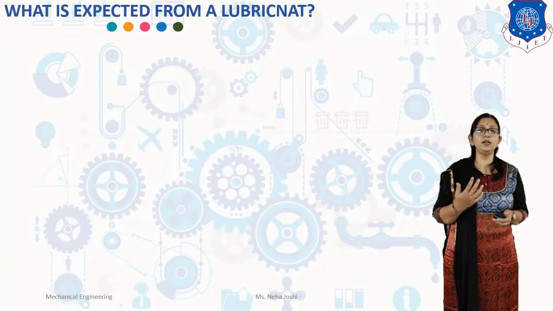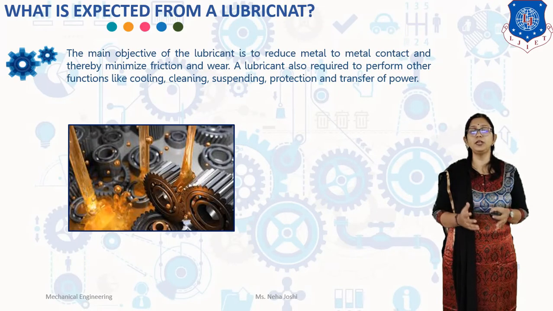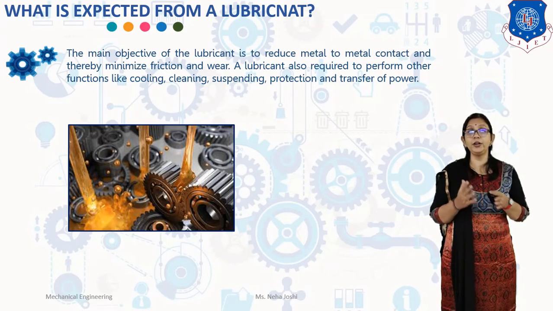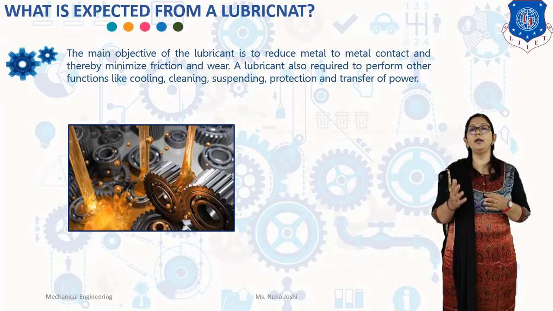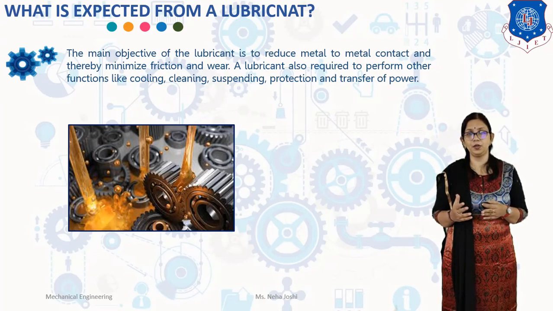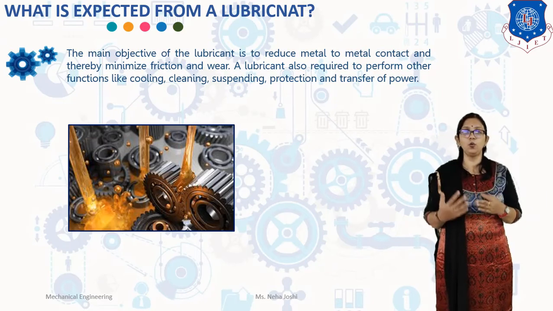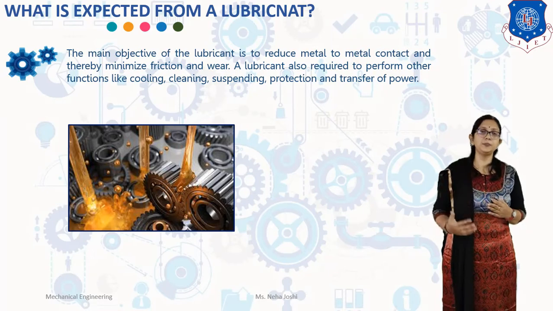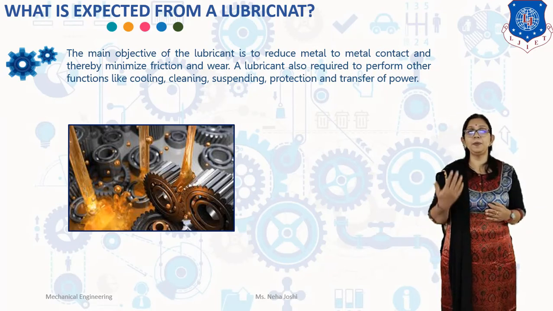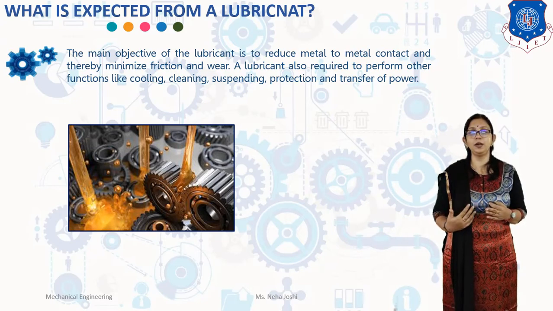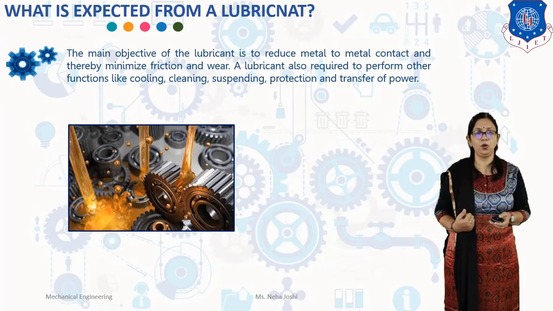Now, we will discuss what is expected from a lubricant. The main objective of the lubricant is to reduce the metal to metal contact and thereby minimize friction and wear. Lubricant is also required to perform other functions like cooling, cleaning, suspending, protection and transfer of power. We expect some requirements from the lubricants which can be explained by considering a few examples.